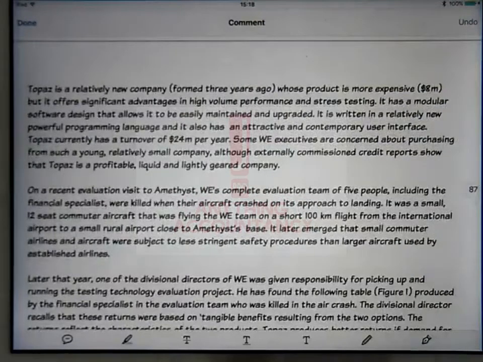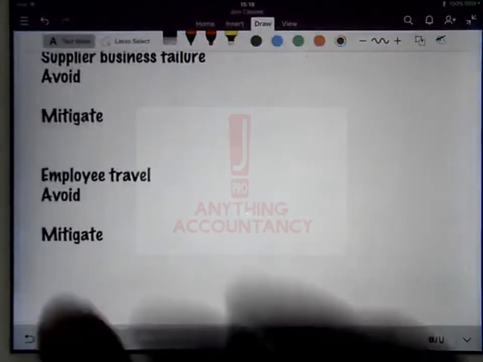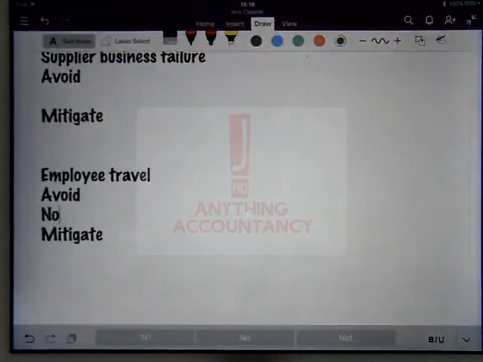Okay, fine. So right now I can go back to guess what? Now I can go to risk management already. Employee drivers, no travel.